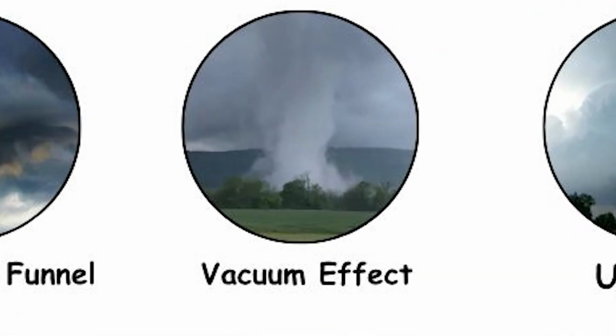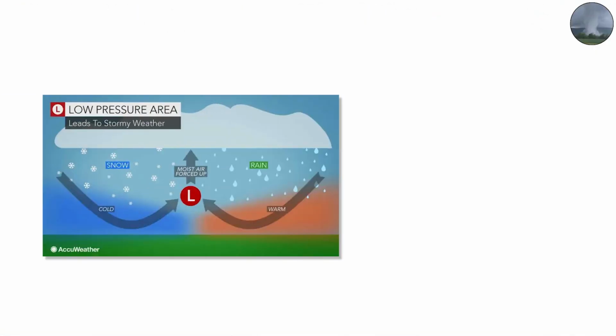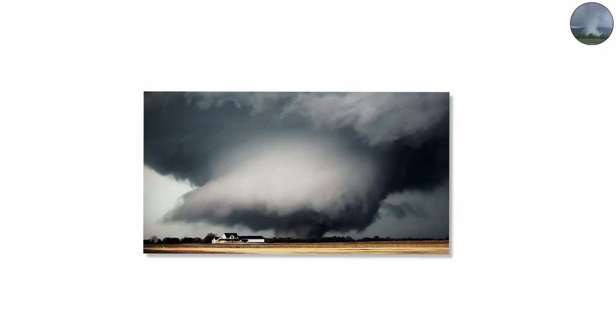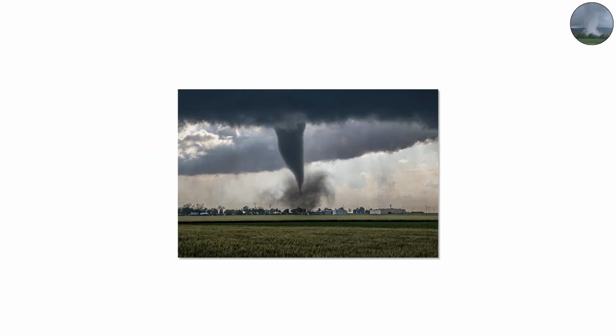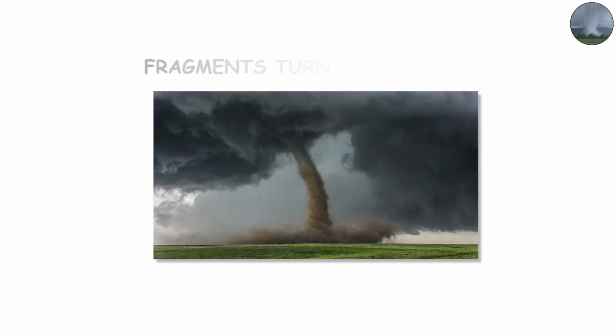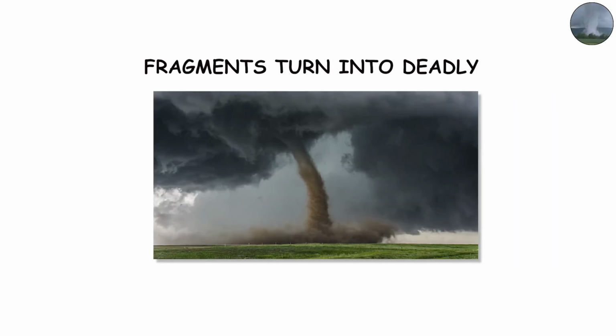Part 4. The Vacuum Effect. The lower pressure inside the tornado acts like a massive vacuum cleaner. This suction force can pull up lightweight debris, lift vehicles, and even uproot trees. But the most dangerous part isn't the suction, it's the debris itself. Once airborne, those fragments turn into deadly projectiles traveling at over 200 miles per hour.